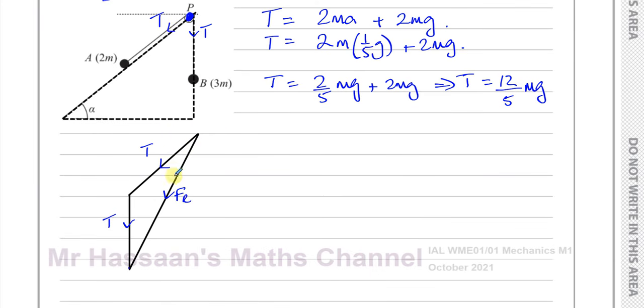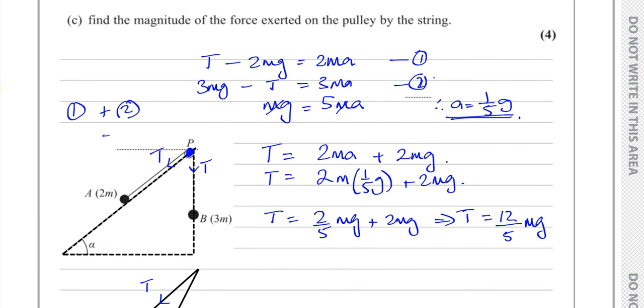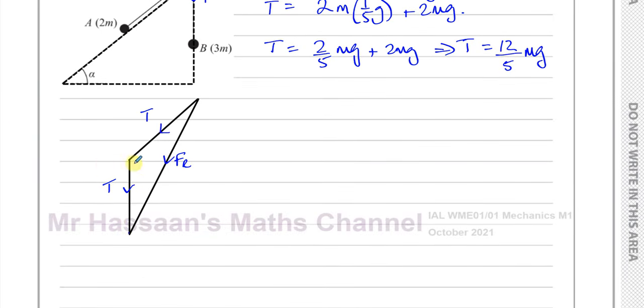If I work out the magnitude of this line, the length of this line, that will be the answer to this question, the magnitude of the force exerted on the pulley by the string. That's what I'm looking for. So we have a triangle here now, a triangle of forces. Let's make it look a bit more realistic. That should be slightly longer. It looks more like an isosceles triangle. Those two lengths are the same.